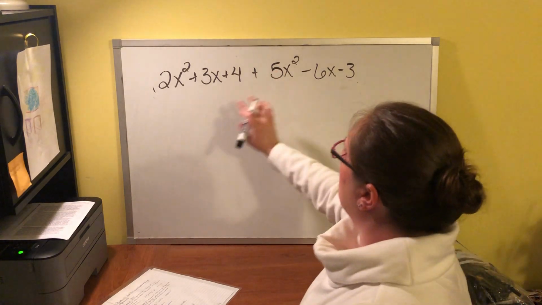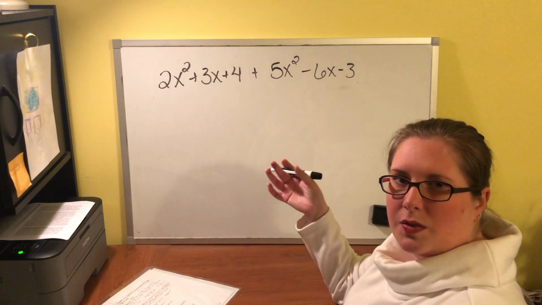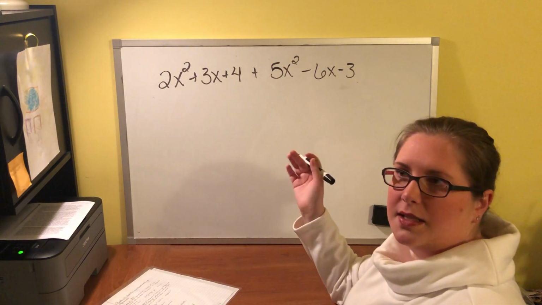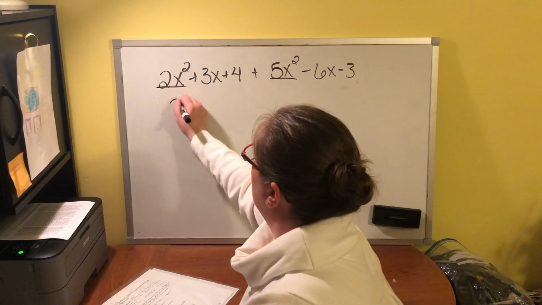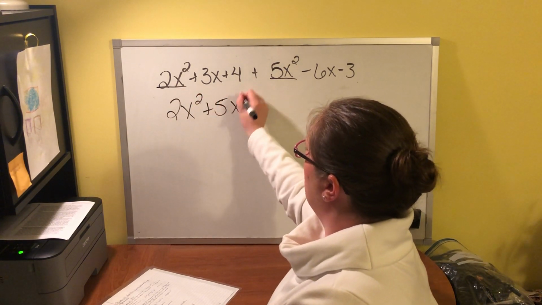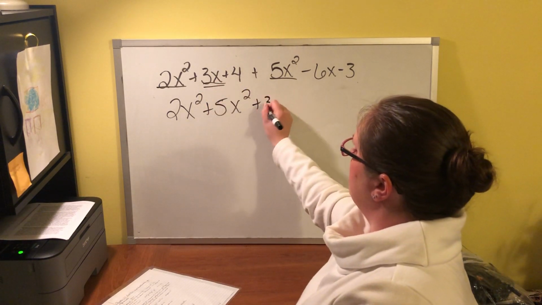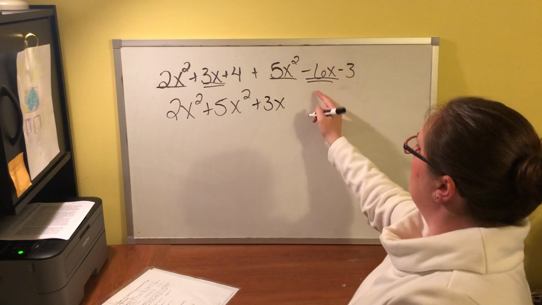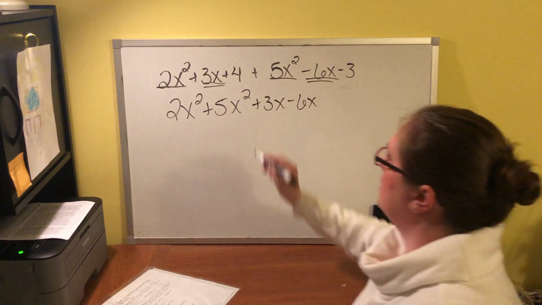Now, if you need to reorder the like terms so they're next to each other with the signs, that's fine. Just take the sign with it, all right? So 2x squared, and I also have a 5x squared. So 2x squared, bring the sign. This is a positive 5x squared. Perfect. I have a plus 3x. Let's see if there's another x. I do, here. Bring the negative with it, the subtraction, negative 6x.